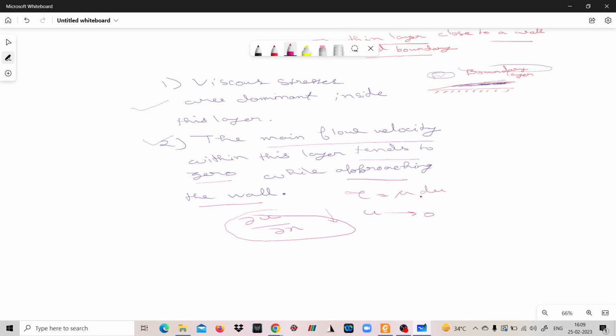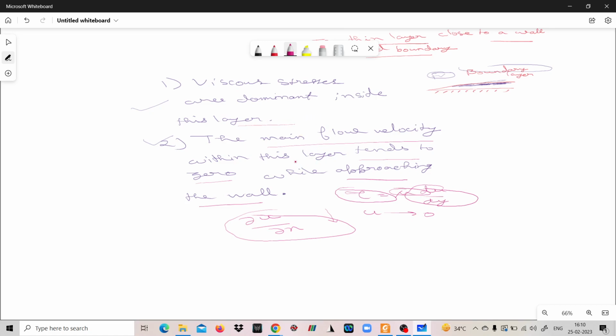Now if a velocity gradient is there, then if you apply Newton's law of viscosity, say for a Newtonian fluid, mu du by dy. Practically, no fluid is perfectly ideal, so there will be some viscosity of that fluid, however small the value. So whenever there is a velocity gradient, we say that there is shear stress. That's why the first point tells us that the viscous or shear stresses are dominant inside this layer, and the second point tells us that there is a velocity gradient. These two points are related to each other.